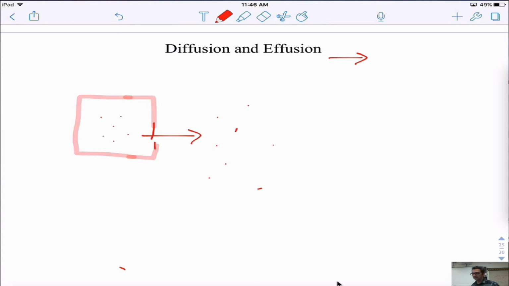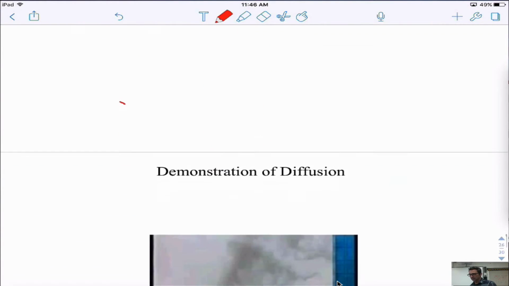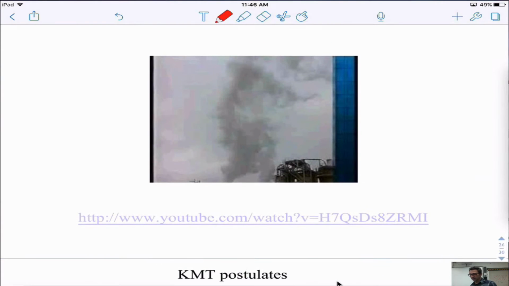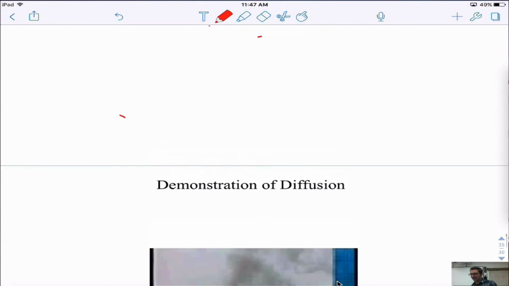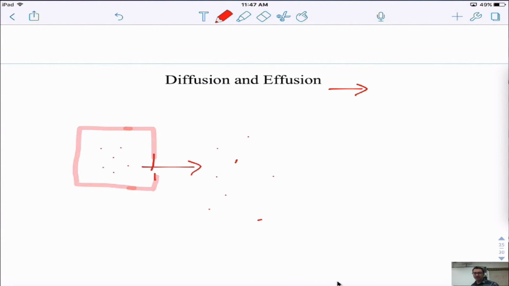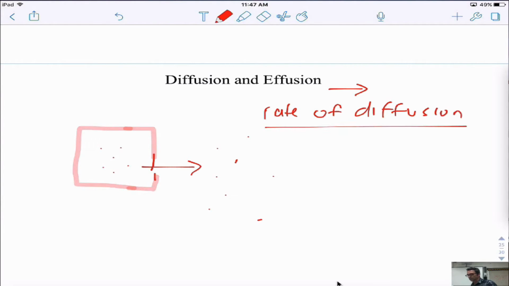I'll also show you a nice video for this, and if you want to go to this YouTube link, this gives you an idea of the diffusion of gases, but we'll actually watch that in class. Now there is math behind this, and the math relates to what's known as the rate of diffusion. And you could use it for effusion as well.